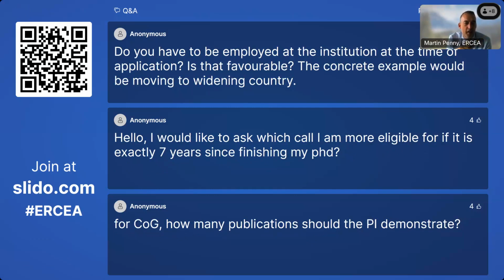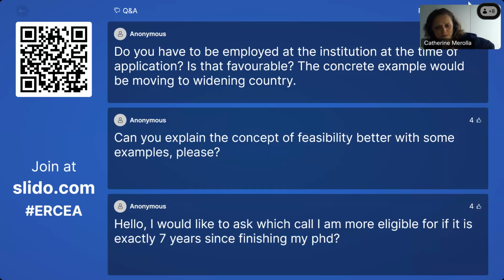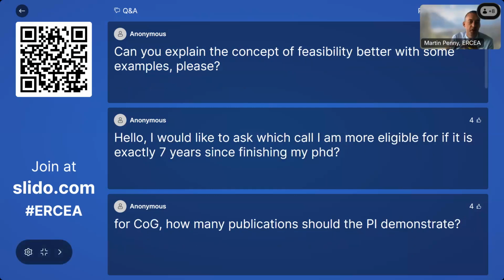Catherine, maybe I can come to you, and also to Ino and Jana. Do you have to be employed at the institution at the time of application? Is that favorable? The example would be moving to a widening country. No, I think you don't need to be employed by the host institution. It was replied before, right? You just need the commitment letter of the host institution. Indeed, and as we mentioned before, the whole point of the grants is that they are portable. If you want to move to a widening country and you're not applying with them, you can do that subsequently as well.